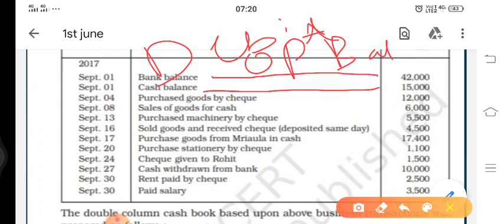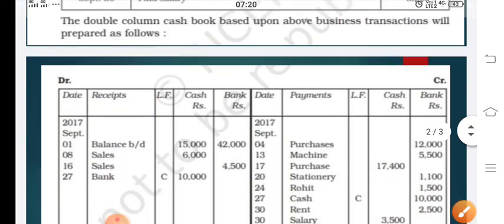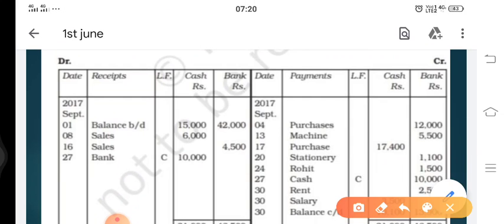So we'll go to cash book for the first. As you can see here, the format remains the same: date, particulars, LF, cash, bank, or date, receipt, LF, cash and bank. This is the debit side. In the same way, credit side: date, payment, or particulars, LF, cash column and bank column.